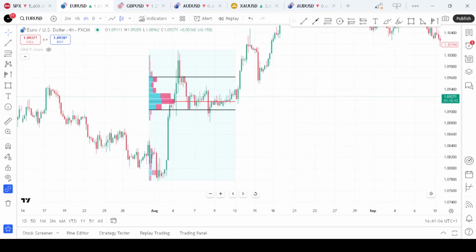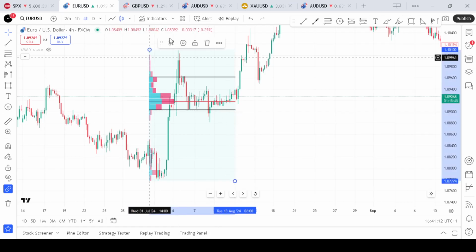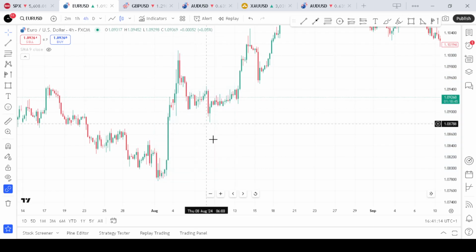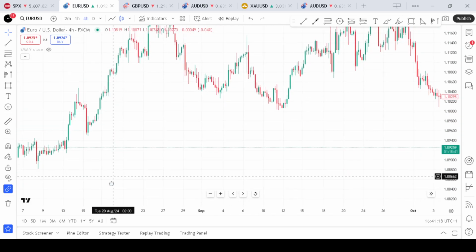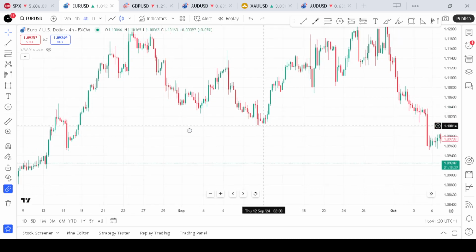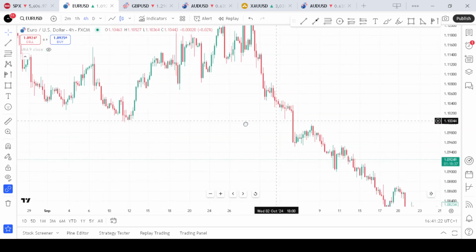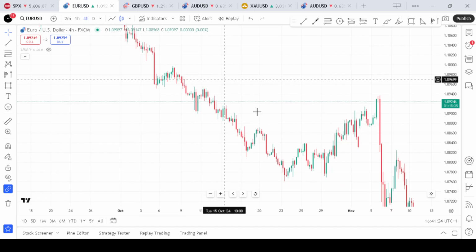So let's see how the ultimate volume profile trading strategy works. Let's see how we can apply this to our trading strategy. First of all, you have to identify a level. We will identify a level we want to use, and this is basically what we are going to do.